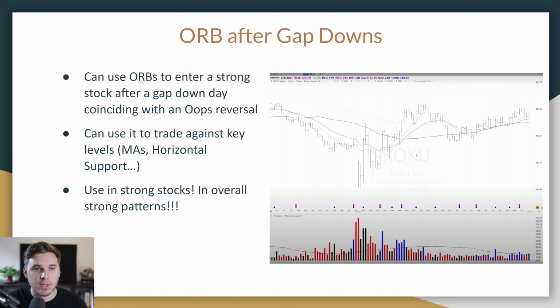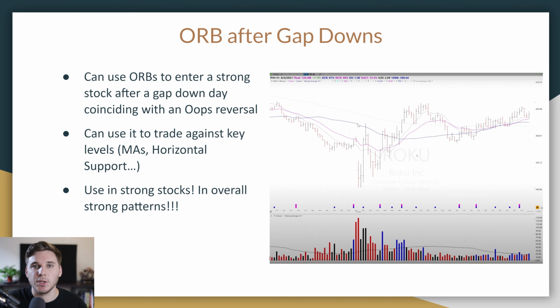So basically you can use the ORB to enter a strong stock after a gap down, often coinciding with an oops reversal. Now an oops reversal is when we gap down below the prior day's low and then break out through that. So I've made an entire video about that setup. It's also another short-term trading tactic that is extremely effective, and it often coincides with an opening range breakout. So if you're curious about that setup, I'll have it popping up right now and in the description.